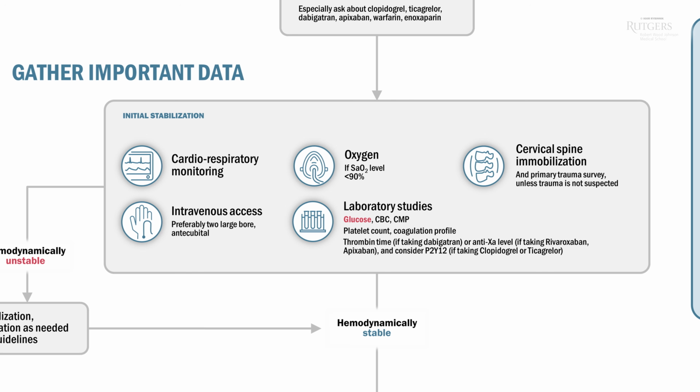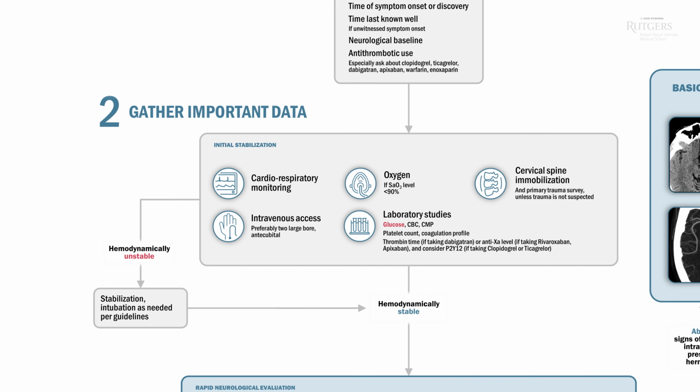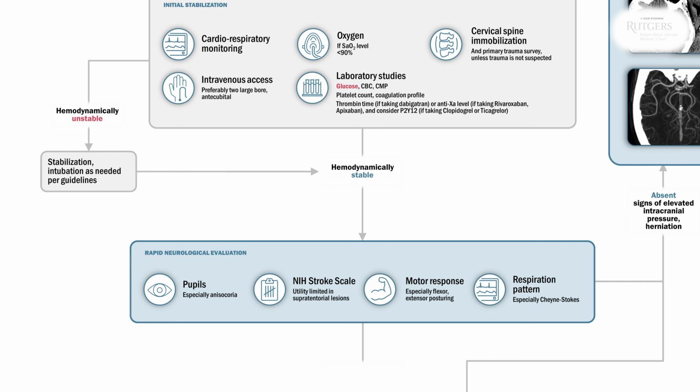Because you've just activated a stroke code and you have all hands on deck, these steps usually happen essentially simultaneously. If a patient is hemodynamically unstable, experiencing respiratory failure, severe hypotension, crushing chest pains, focus on your ABCs. Patients should be stabilized per the accepted ACLS protocol. Once the patient is hemodynamically stable, or if a patient was stable in the first place, proceed to rapid neurological evaluation.